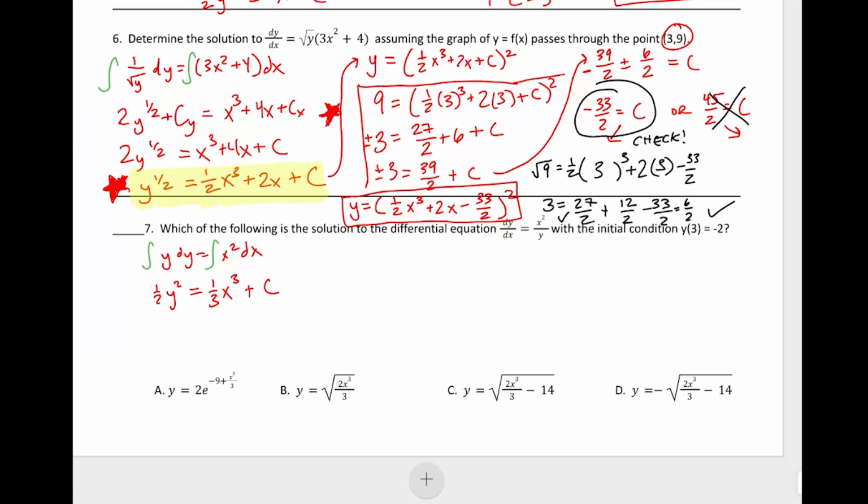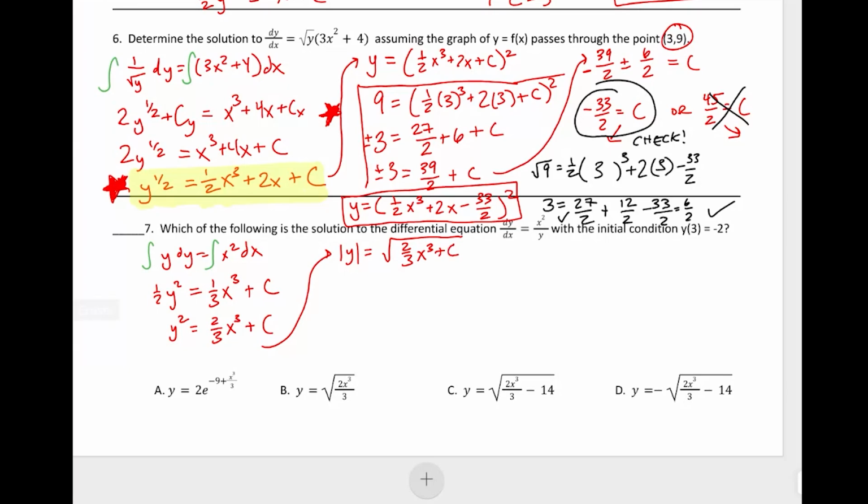Then we're going to multiply everything by 2. So y squared is going to be 2/3 x cubed, and then 2 times c is just some other constant. Finally, we're going to take the square root of both sides, and that is going to give me absolute value of y equals, sorry, not 2/3, but equals the square root. I'm squeezing this in here, so maybe I'll rewrite it over here. We got the absolute value of y equals the square root of 2/3 x cubed plus c.